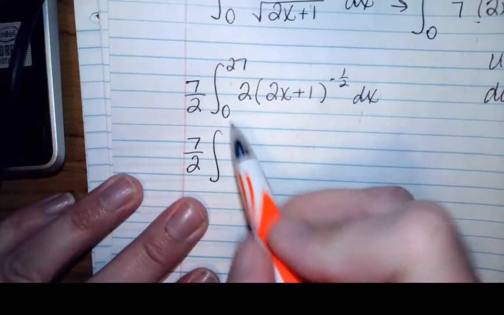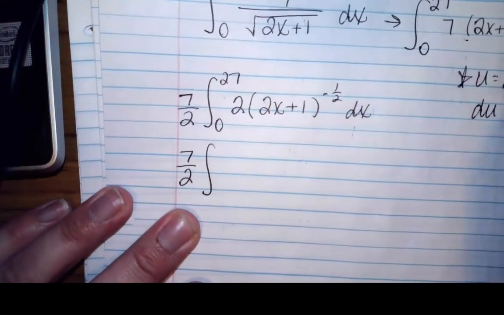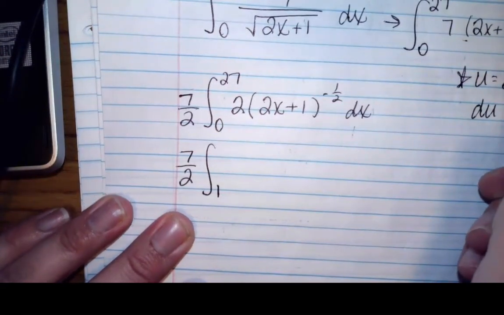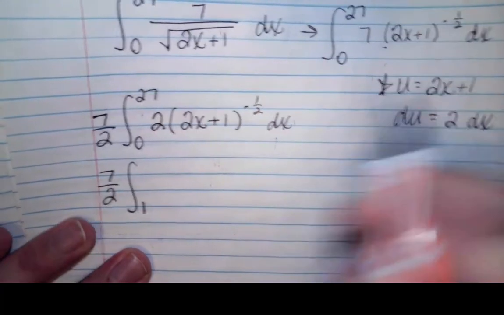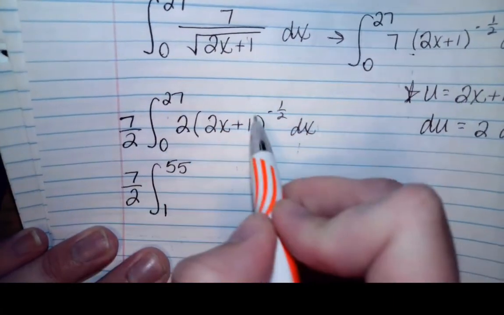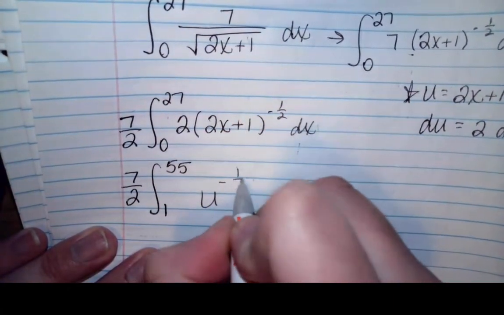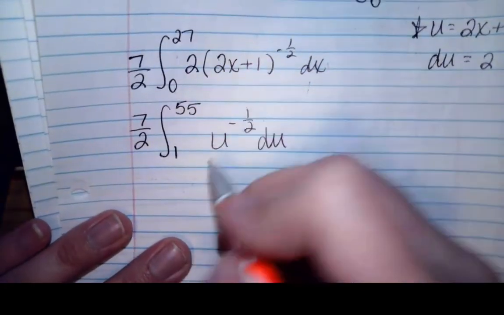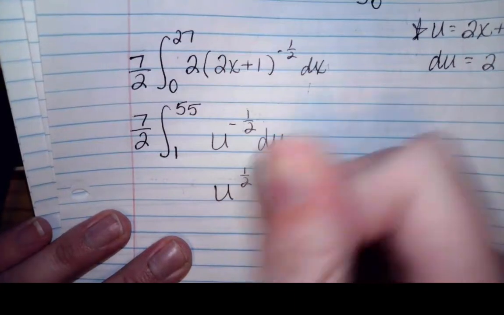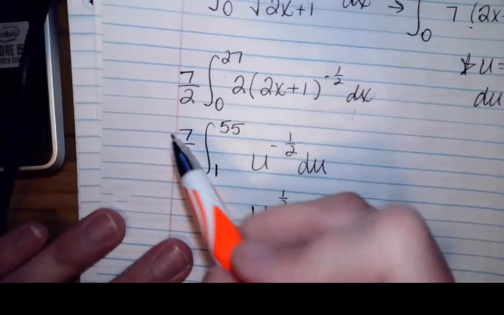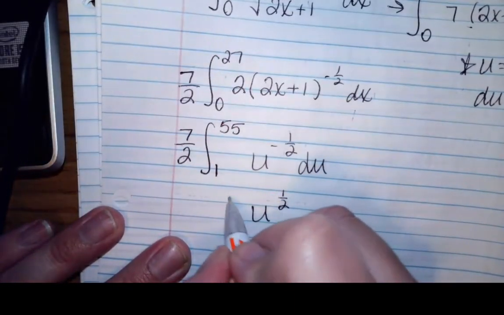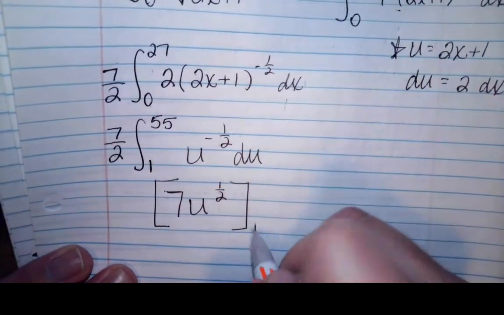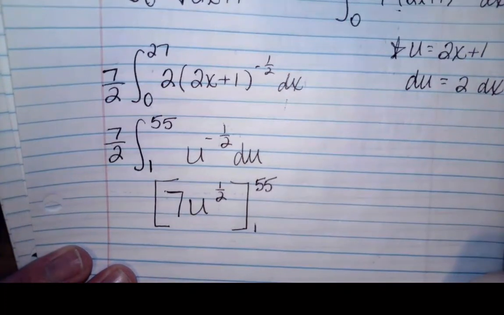times the integral. Sub in a 0 into this equation. So 2 times 0 plus 1 is 1. 2 times 27 is 54, plus 1 is 55. And then I have my u to the negative 1/2 du. So when I integrate, that becomes u to the positive 1/2 over 1/2 means times 2. So 7/2 times 2 is just going to leave me with a 7. Okay, 7/2 times 2 is going to leave me with a 7. So I'm going to go from 1 to 55.